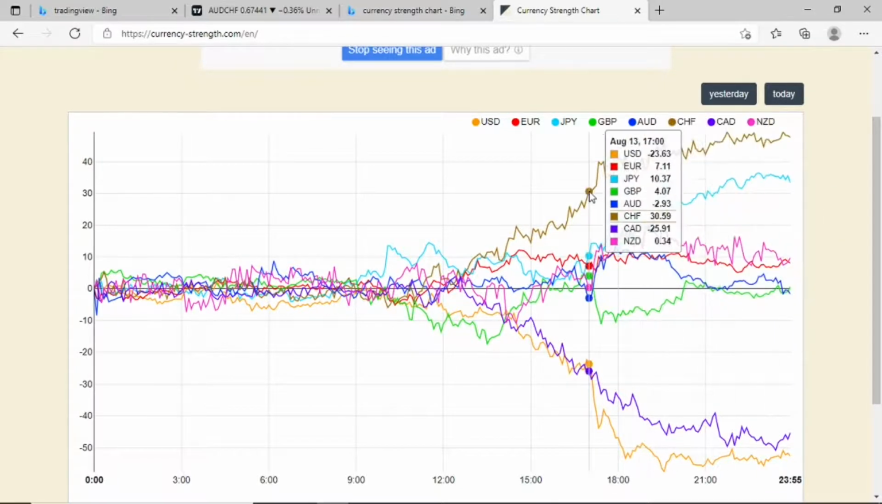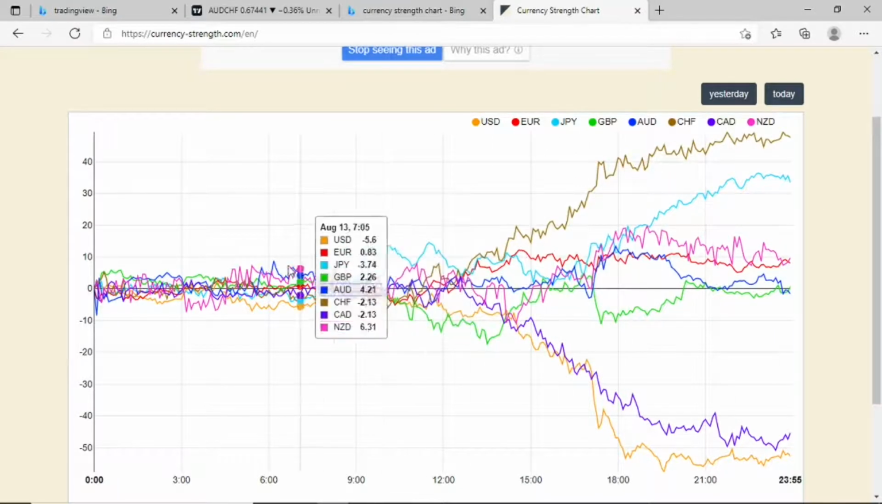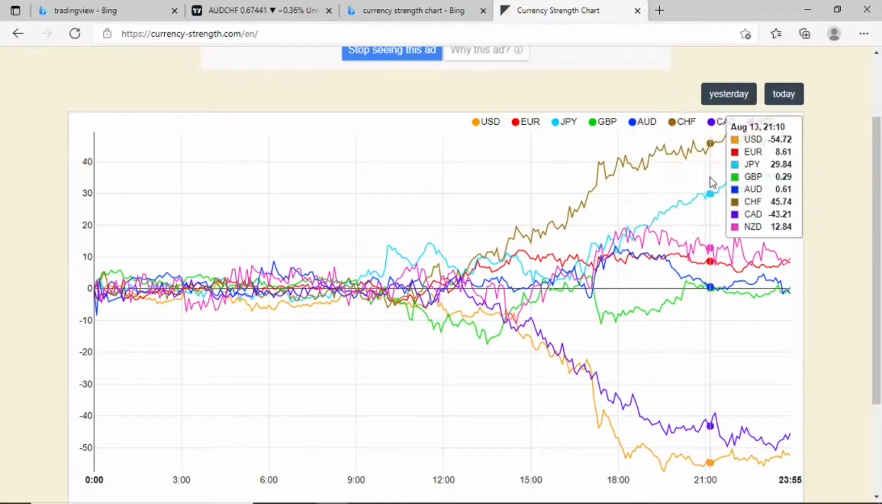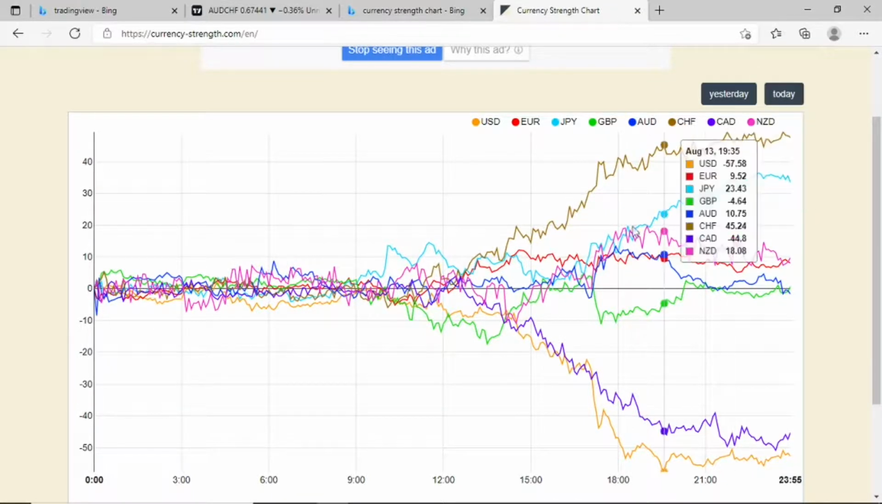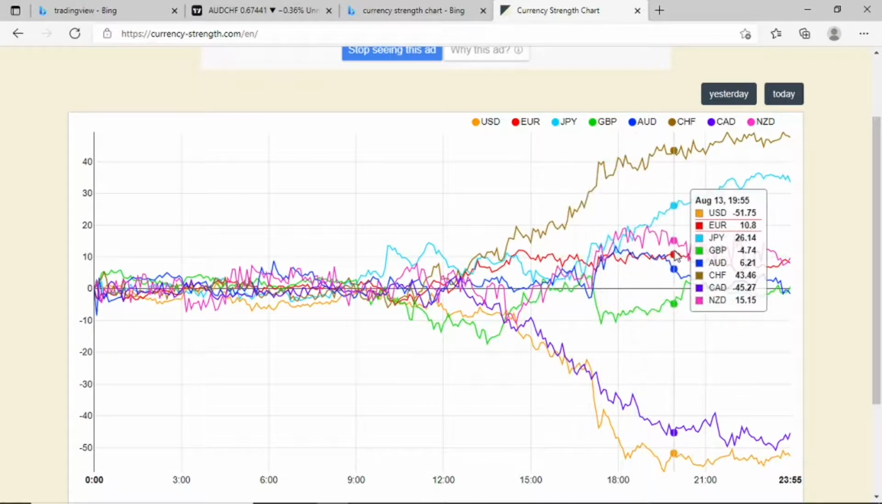How it works, first and foremost, let me explain what everything means. The lines that you see on the chart right here represent different currencies. Right here we have a key. The US dollar is represented by the orange line, the euro by the red, the Japanese yen by the light blue, the Great British pound by the green, the AUD by the blue, CHF brown, CAD purple, and NZD pink. So the lines just represent different currencies.